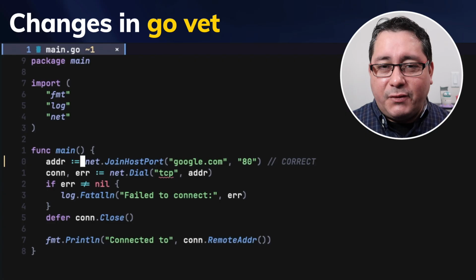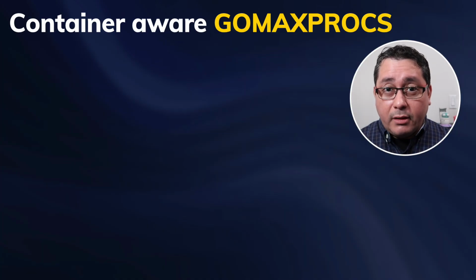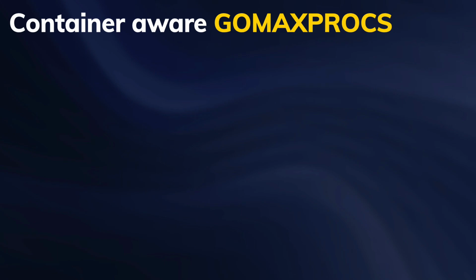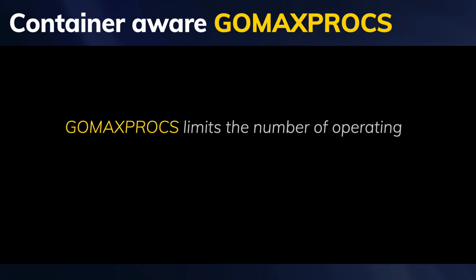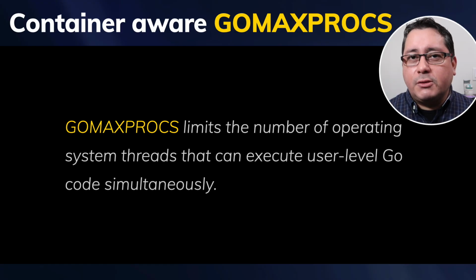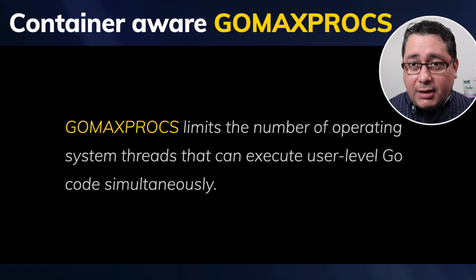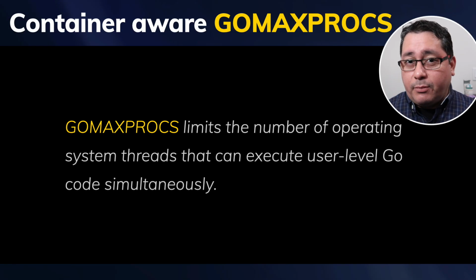Let's talk about the next feature I want to call out. The next feature I want to cover is the container-aware GOMAXPROCS. The GOMAXPROCS variable limits the number of operating system threads that can execute user-level Go code simultaneously. This is important because you will typically orchestrate your services using something like Docker, Kubernetes, ECS, or something along those lines. This simplifies the process we need to follow in order to set the right value for the GOMAXPROCS environment variable.